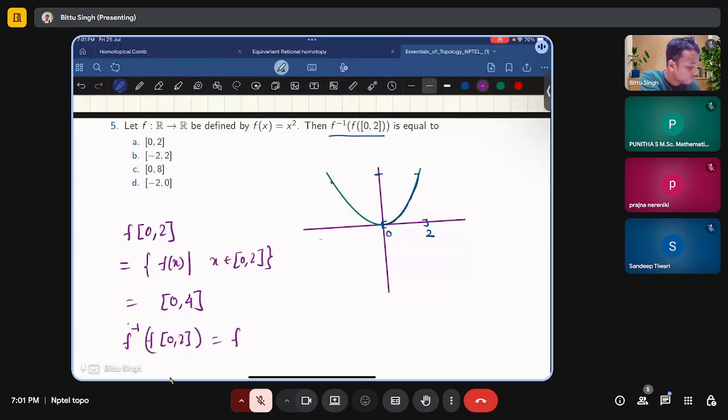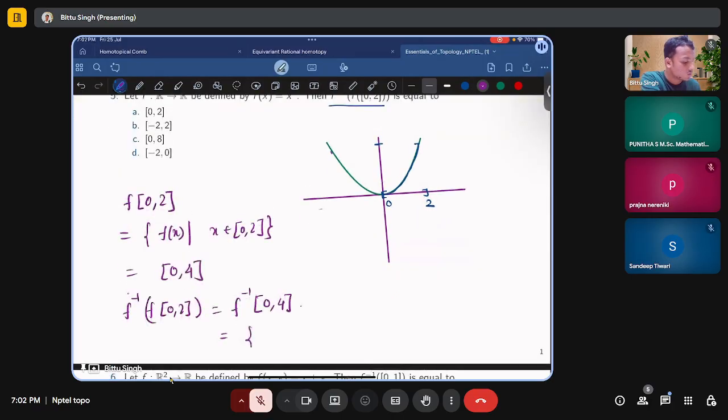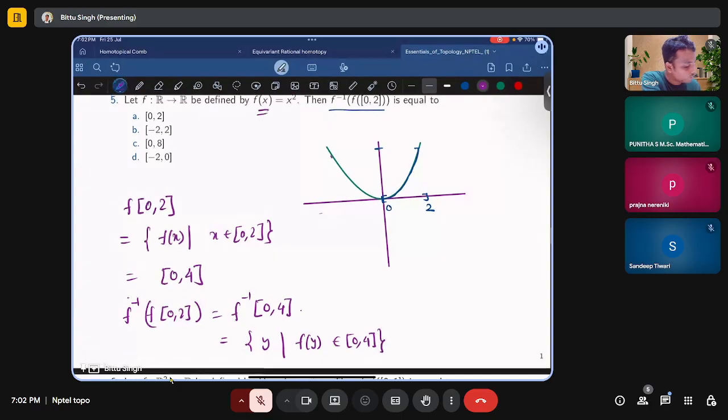That means f inverse of closed [0,4]. But f inverse of closed [0,4] means all y such that the image of y lands in this [0,4]. But here the function f is defined by f(y) equal to y squared. So y squared belongs to [0,4].